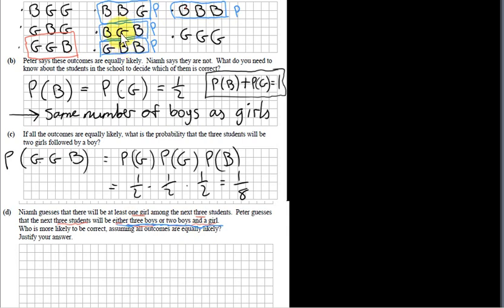Now let's look at Neve's options. Neve says that these 3 students will consist of at least one girl. Okay, so let's highlight all the options that consist of at least one girl. These are Neve's options. I'll write N next to it. This one consists of at least one girl as well. So does this. At least one girl means one or more girls.